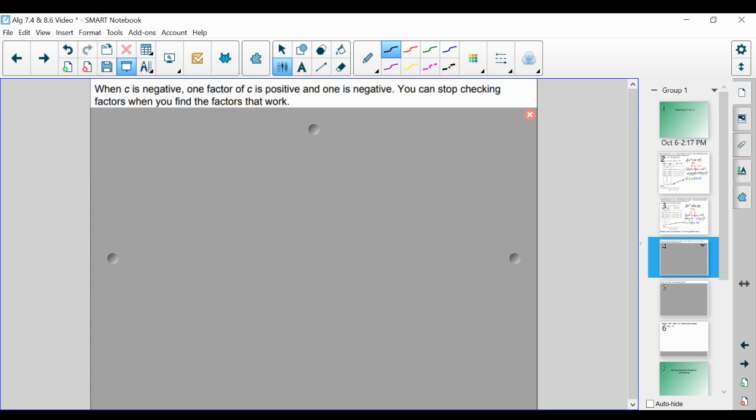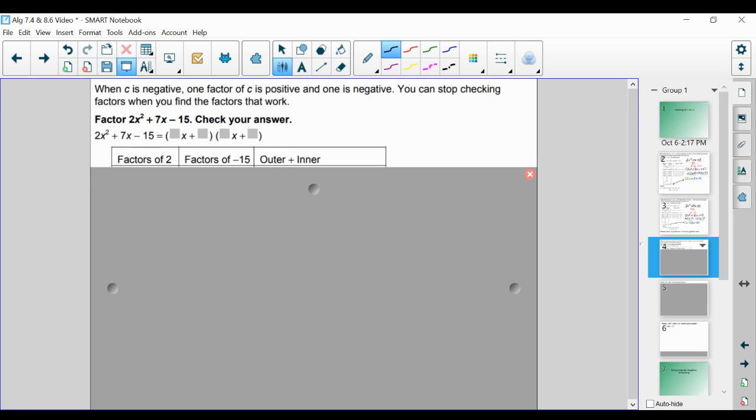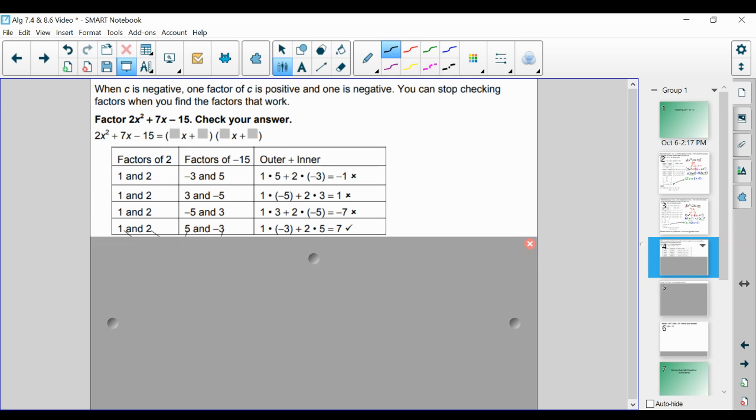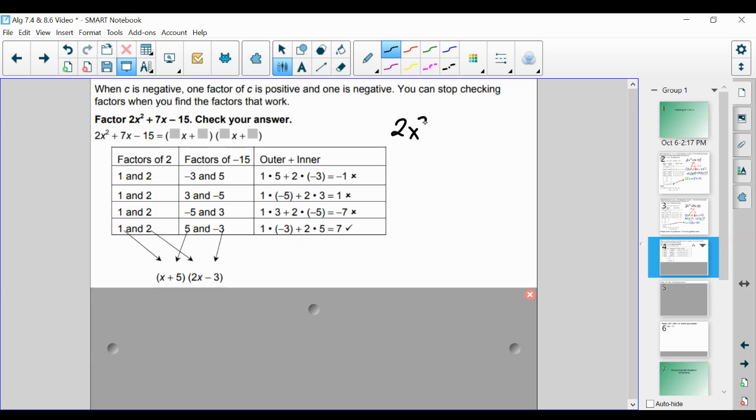So when c is negative, one factor of c is positive, and one of them is going to be negative. We can always stop checking factors when you find those that work. Let's say we have 2x squared plus 7x minus 15. Again, we need factors of 2 and factors of negative 15 that when multiplied together and added up, we get positive 7. We're going to find that 1 and 2 and 5 and negative 3 are going to be those that add up together to give us positive 7. So we replace it in, we get x plus 5 and 2x minus 3. If we were to do the grouping method, it's a little bit tight on the right-hand side, but that's okay.